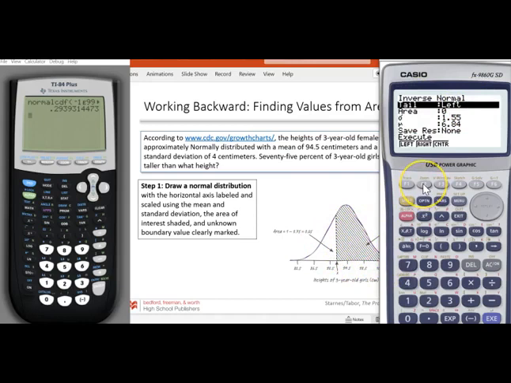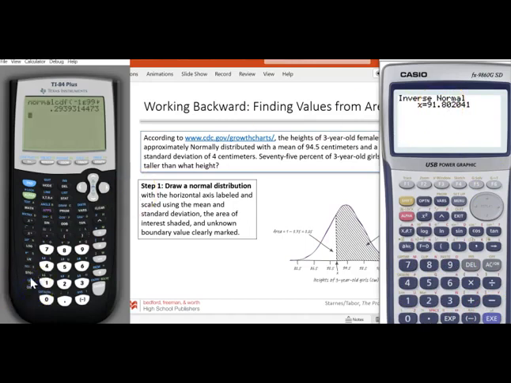All right, this one is to the right, so I'm going to choose left, right, center from the bottom, and I want to know the tail to the right. I want the tail to have an area of 0.75. I have a standard deviation of 4 and a mean of 94.5. Okay, and then when I press enter, the value that it gives me is 91.8.